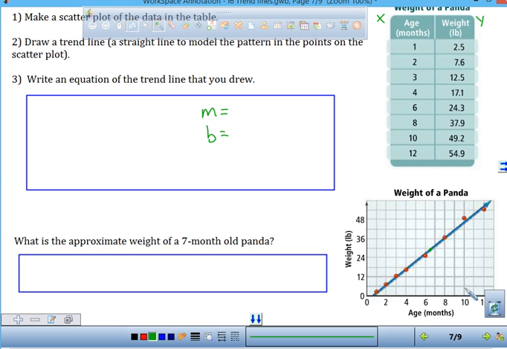Let's pay attention, please. Not all of us are paying attention. Okay, Brooklyn?